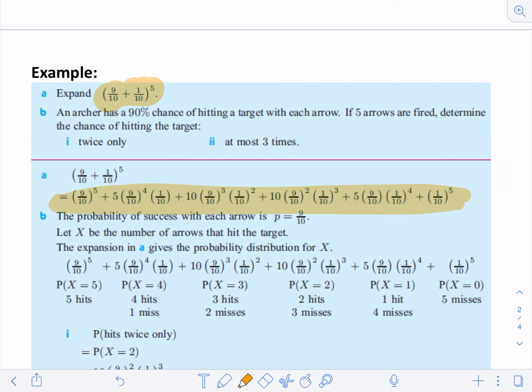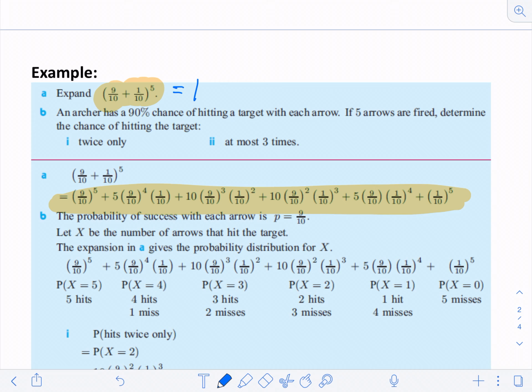Now, you might be saying, wait, why would I expand that? I already know, isn't it true that 9/10 plus 1/10 to the fifth equals 1? Well, yeah, we know all the probabilities added together equals 1. But I want to get the individual probabilities for each different value of my random variable x. So if I expand it, I've got that answer that I have in part A.